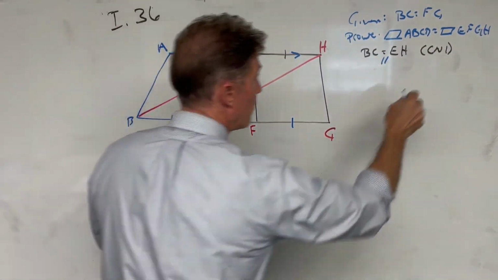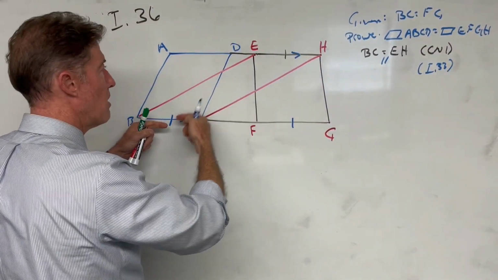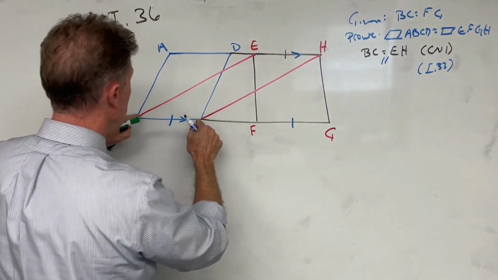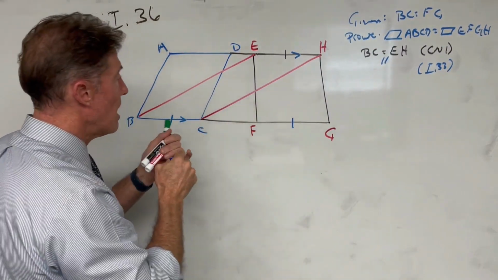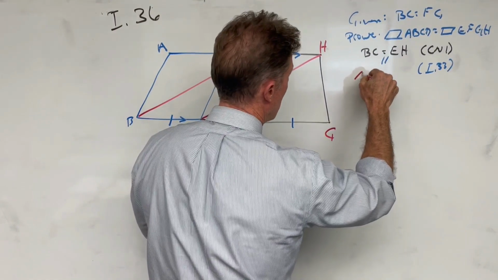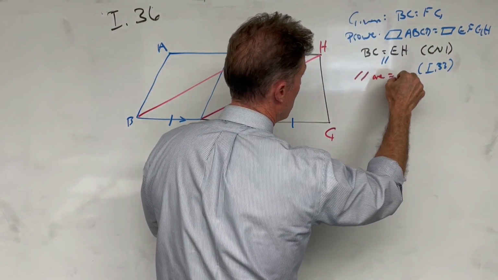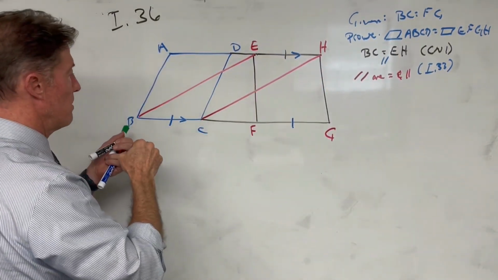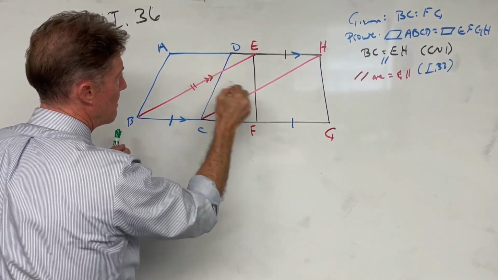So we know from Prop 33 that if we have parallel lines that are also equal, and we join the extremities of those, so if we take the extremities from this line and join the extremities of this line, those lines that join them, these red lines, will be equal and parallel. So these two lines are both equal and parallel according to Prop 33.